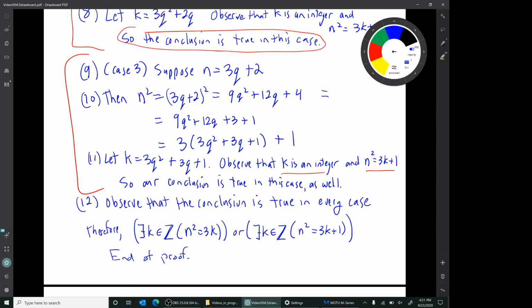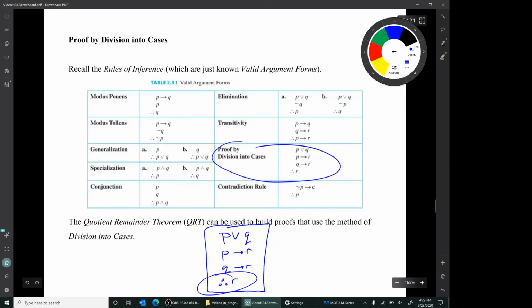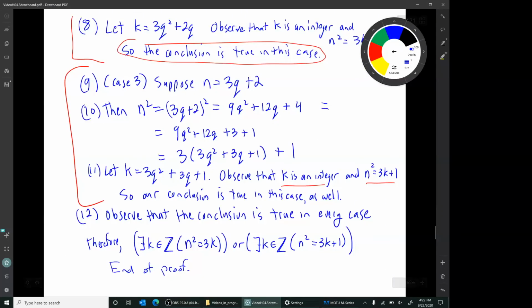So it helps the reader if you sort of wrap up the cases. You say the conclusion is true in every case. Therefore, you can say that that conclusion is true. That is, if you go back up to the method of proof by division into cases, that's this. You end by saying, therefore, the R, the conclusion, is true. So that's our first proof by division into cases.